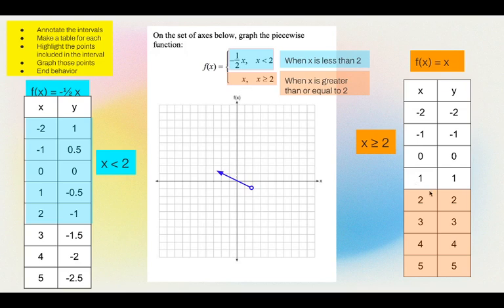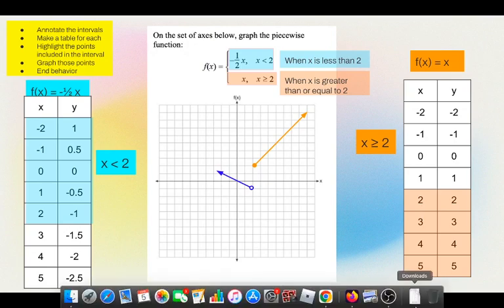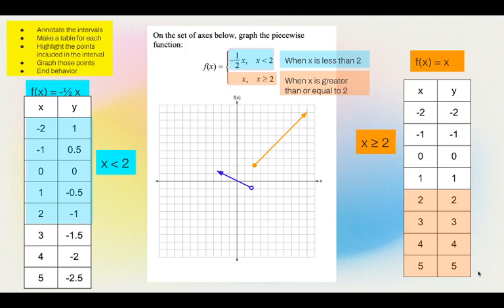For my second function rule, when x is greater than or equal to 2, I am going to include 2 in my function with a closed circle. And then I'm going to graph everything greater than that. So I'm looking at my x values. I'm going to graph 2, 3, 4, 5, greater than that number, and whatever y value corresponds.